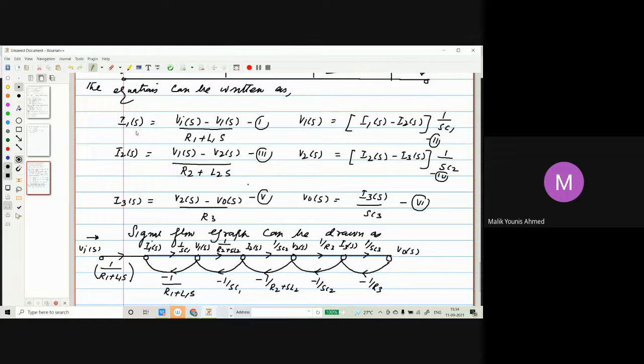Now, because current I1 is dependent on both the voltages, current and voltages have to alternate. How? What is this current? This is I1 of S current. I1 of S current is an output here. That should be a multiple of Vi of S into this feedback value, that is 1 by this. So we are getting the first part.